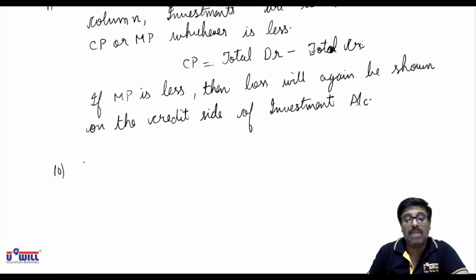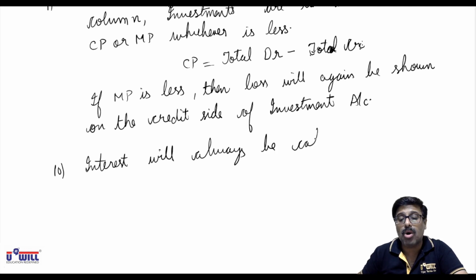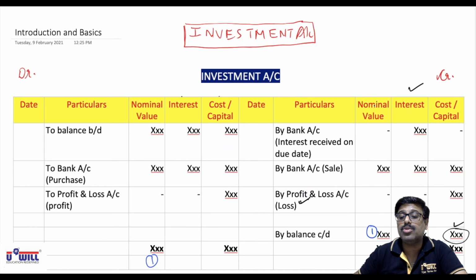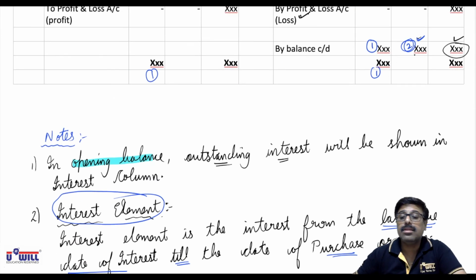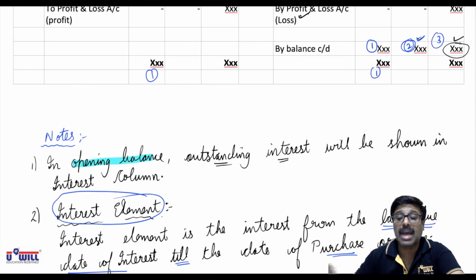Interest will always be calculated on face value or nominal value, at any point of time. So outstanding interest will be shown here. And third step, we will be recording the balancing figure of capital column.